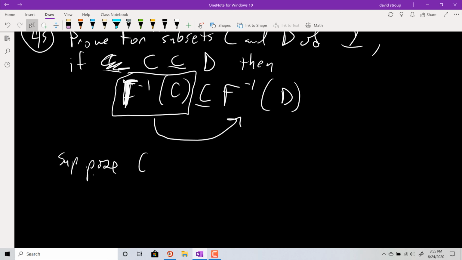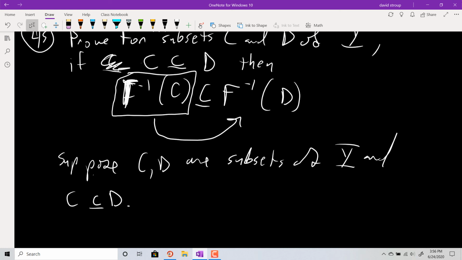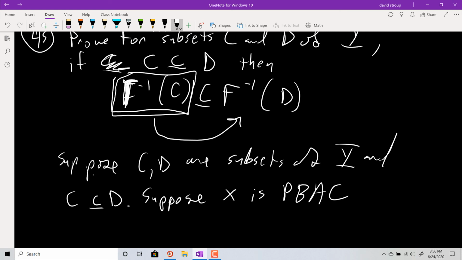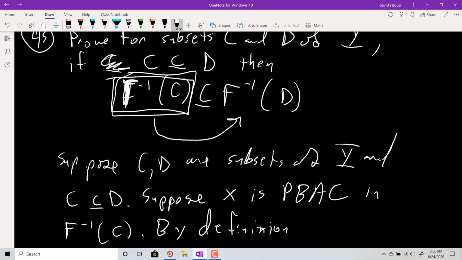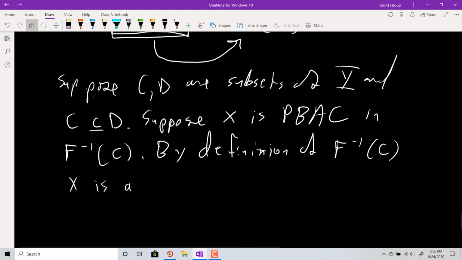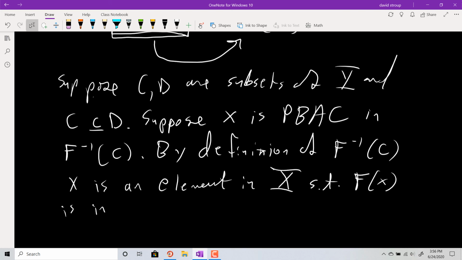So suppose first that C and D are subsets of Y, and also C is contained in D, and then we're going to suppose x is a particular but arbitrarily chosen element in the set f inverse of C. Okay, so by definition of big F inverse of C, x is an element in the domain such that big F of x is in the set C.